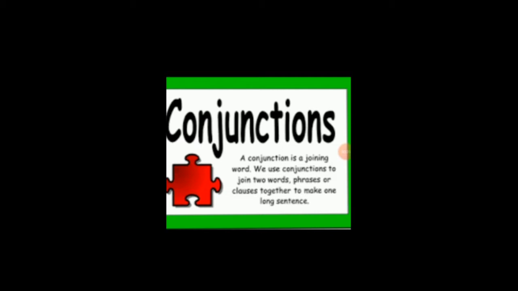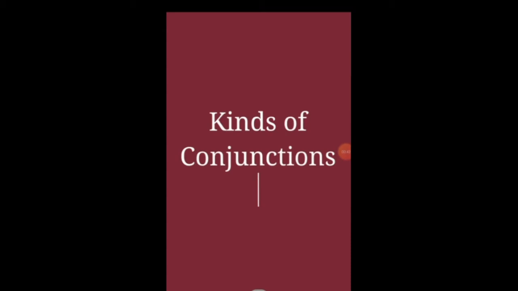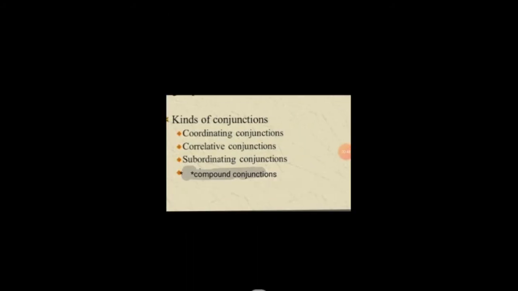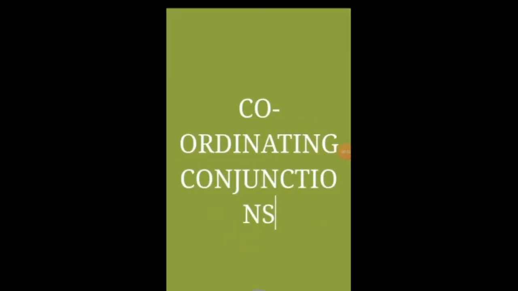That is, a conjunction is a part of speech that functions as a connector between two sentences, clauses, phrases or words. Now come to kinds of conjunctions. There are various kinds of conjunctions. The most commonly used conjunctions are as follows: coordinating conjunctions, correlative conjunctions, subordinating conjunctions and compound conjunctions.